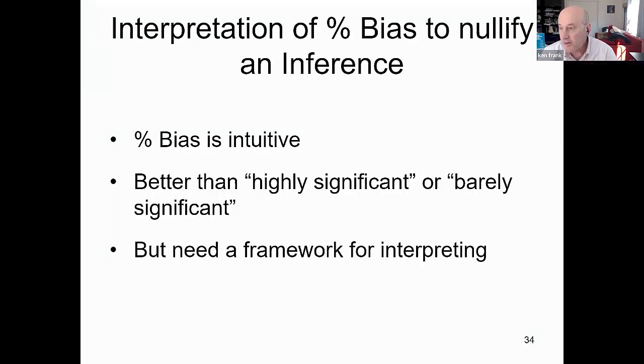Well, I'd say we made some progress, because talking about percent bias to nullify an inference is intuitive. I think it's better than saying, well, that's highly significant or barely significant. Now you can put a very sharp marker on it. What would it take to change your mind?